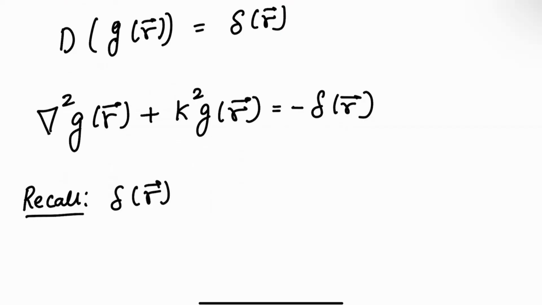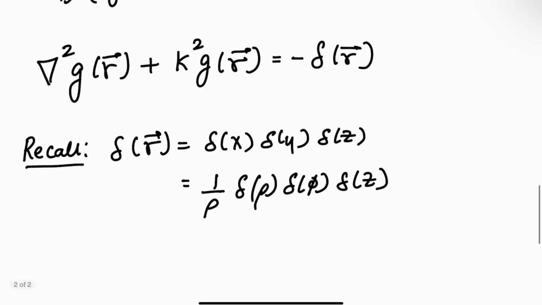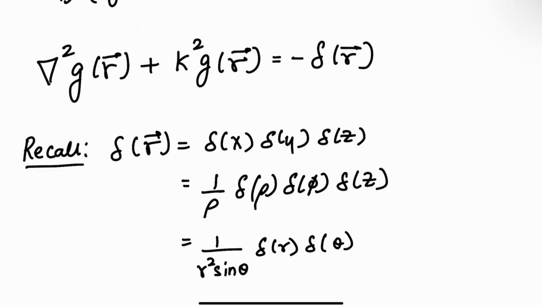This we did in lecture 0: delta x, delta y, and we've also seen this before, if not in lecture 0. In cylindrical coordinates, it's 1 over rho, delta rho, delta phi, delta z. And that's the same thing as 1 over r squared sine theta, delta r, delta theta, delta phi.